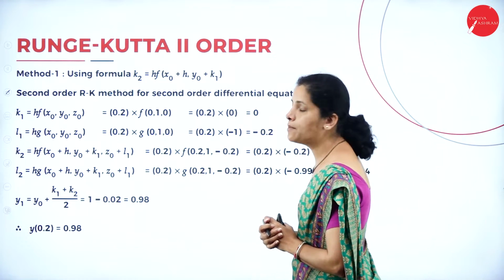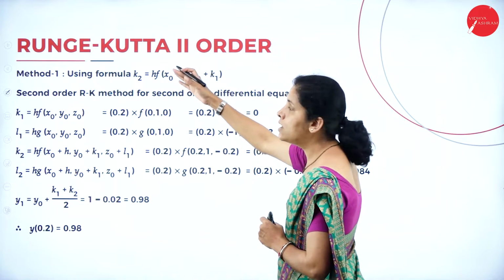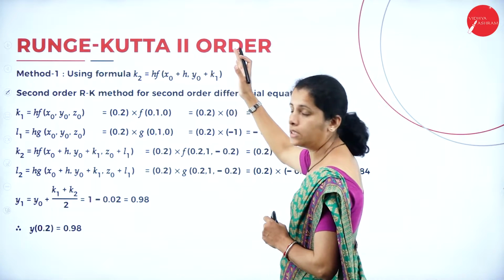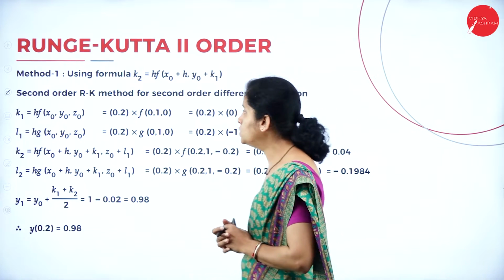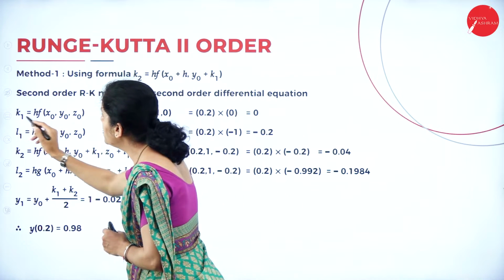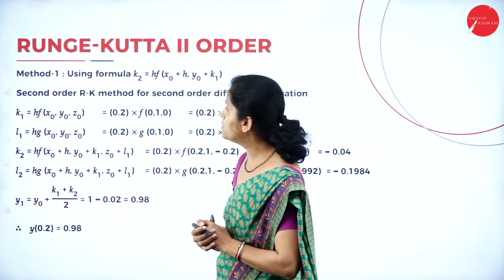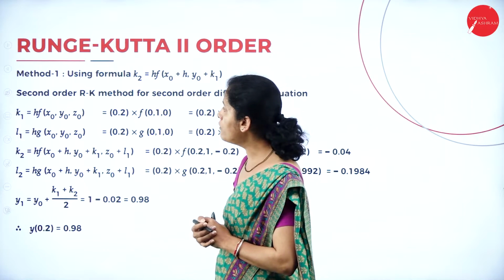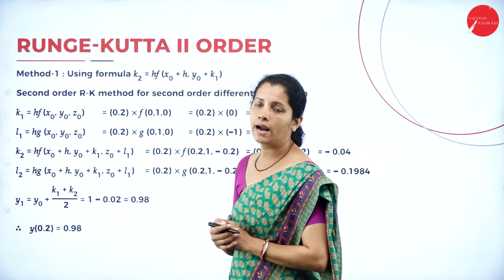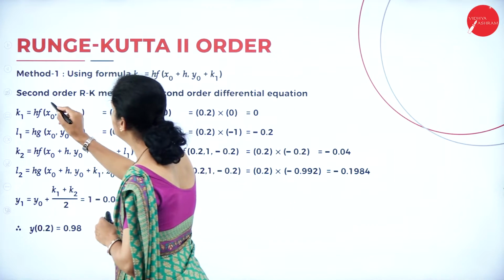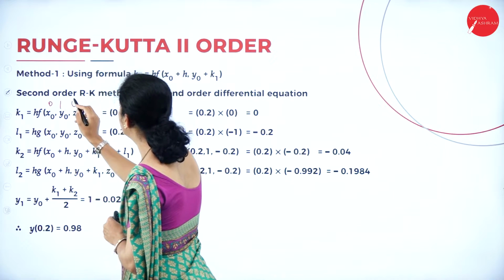Now, dear student, I'm going to use the Runge-Kutta method order 2. Then the formula here is K1 equal to h f of x0, y0 and z0. So here 0, 1, 0.